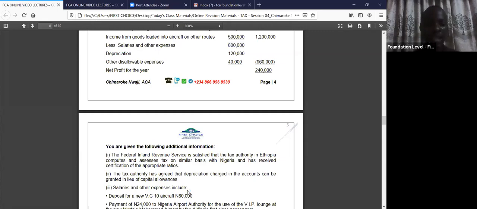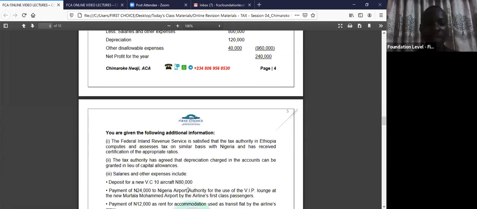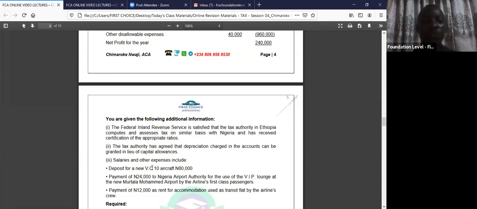Now they said include. So let's look at the things they said include. Deposit for a new VC-10 aircraft, 80,000. So you see this 80,000, it's a capital intensive item. It is not an operational expense, so it cannot be under other expenses. This is a capital item, 80,000. So it is not allowable. That's number one.